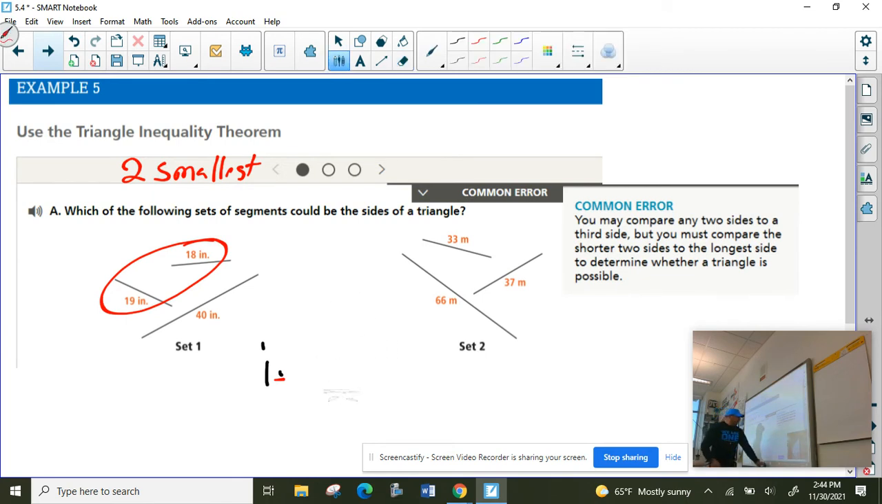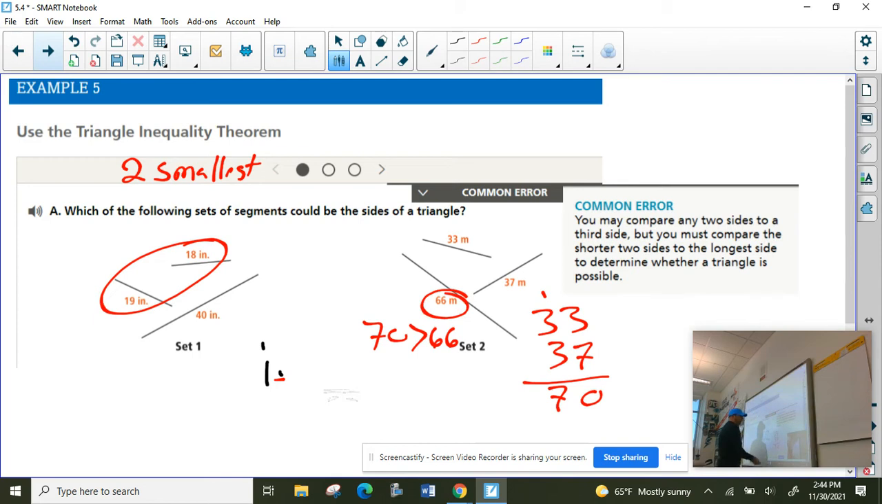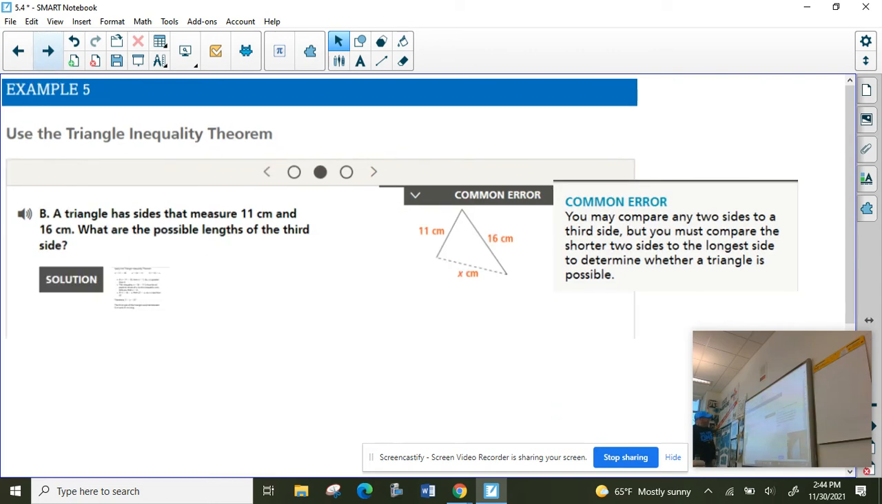So let's take a look at this one. I've got 33, 37, and 66. I'm going to add these together. I get 70. Is 70 bigger than 66? It is. Therefore, these three pieces would make a triangle. Okay?